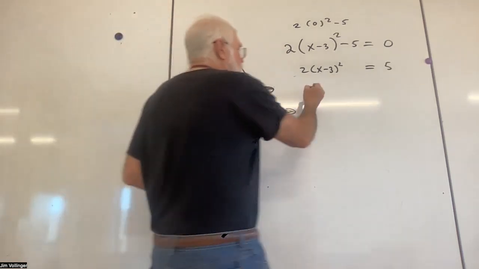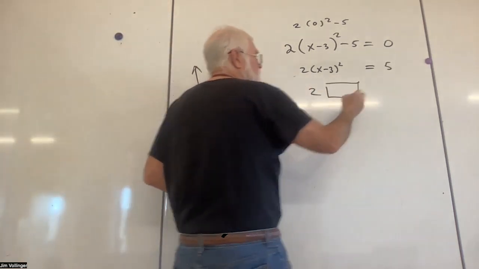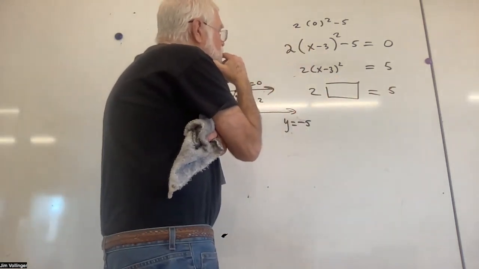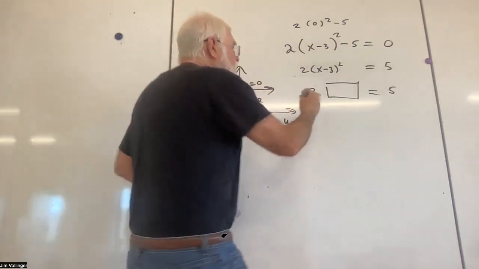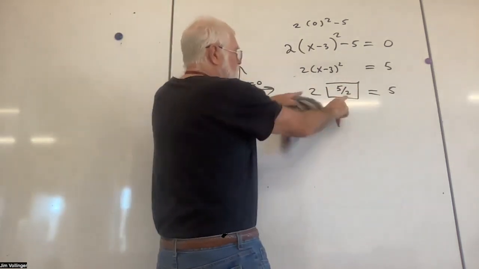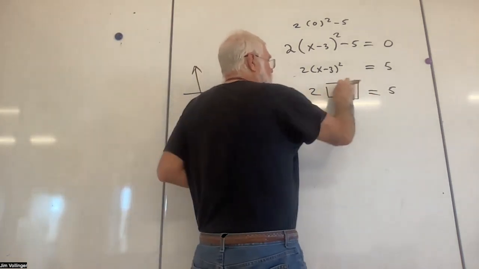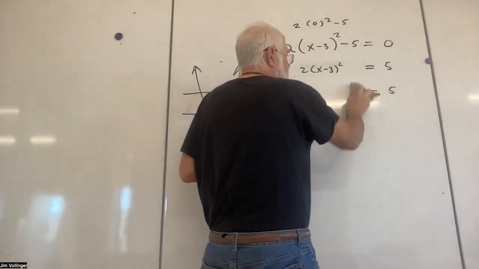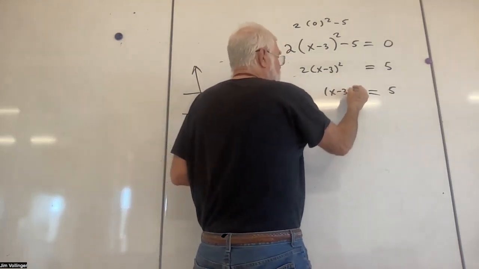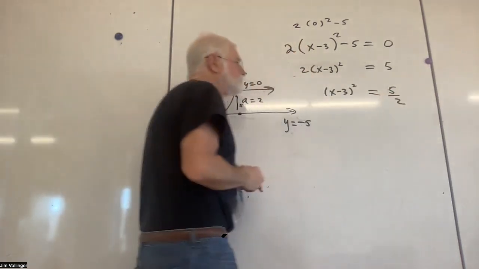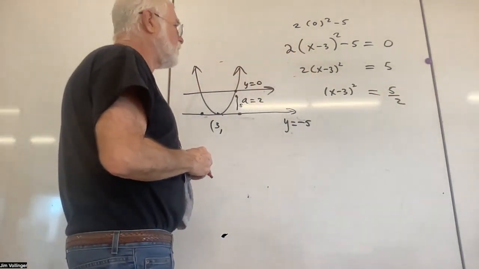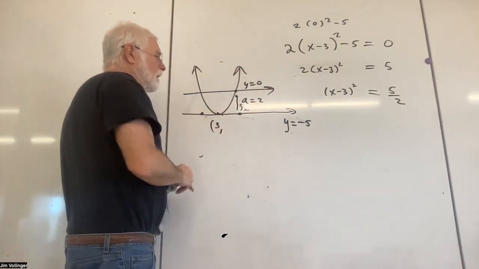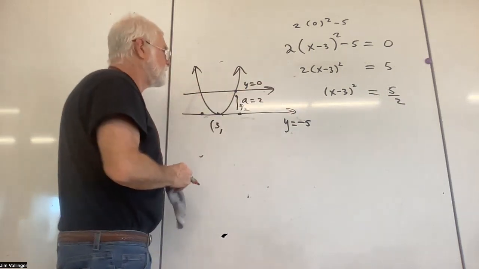Of course, 2 times something equals 5. Well, 2 times what equals 5? You know, I think it's 5/2. Yeah, I figured that one out. So I guess my next line of work is (x minus 3) squared equals 5/2. Because if I multiply 5/2 by 2, I get the 5 units of change I need. Well, that's good.